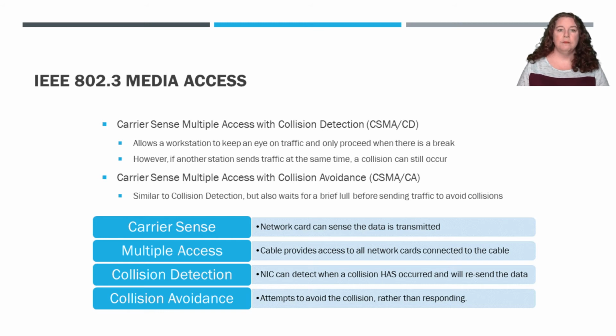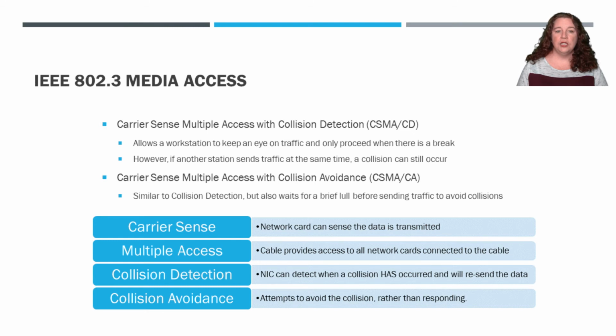The carrier sense means that your network card is actually able to recognize data being transmitted. It's able to look at the different data that's being transmitted, and it knows what's being transmitted. So the carrier has some sense of that. The multiple access means that the cabling itself provides access to all of the network cards that are connected on that cable. So it's going to allow the network card to recognize, is there any data going through the cable right now? Kind of like if you're on a street, being able to see whether there's traffic.